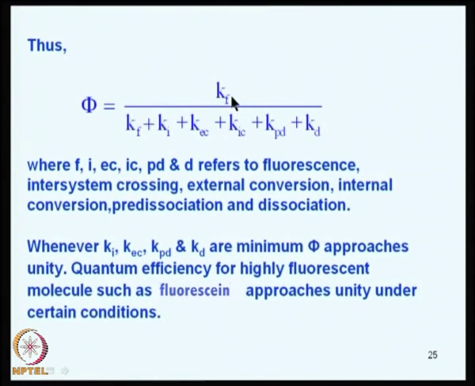And quantum yield phi for a compound is determined by the relative rate constants kx for the processes by which the lowest singlet excited state is deactivated. Now, we can write it like this: phi is the fluorescence rate constant kf divided by kf plus the rate constant for intersystem crossing, and kec refers to external conversion, and then internal conversion, another constant, pre-dissociation and dissociation. So, all the terms in the denominator would lead to reduced fluorescence. If the terms Kf, Kic, Kec, Kpd and Kd are reduced, then the quantum efficiency would approach unity.